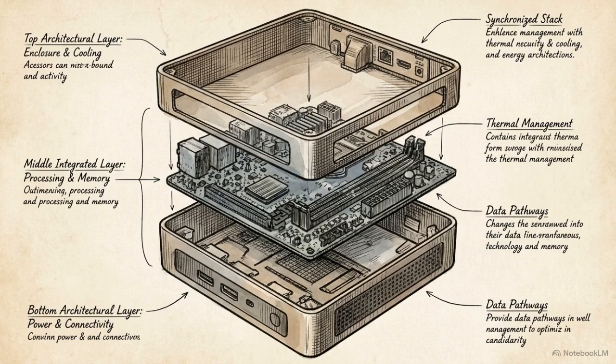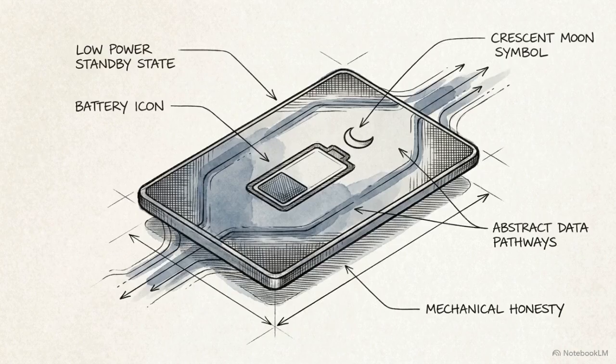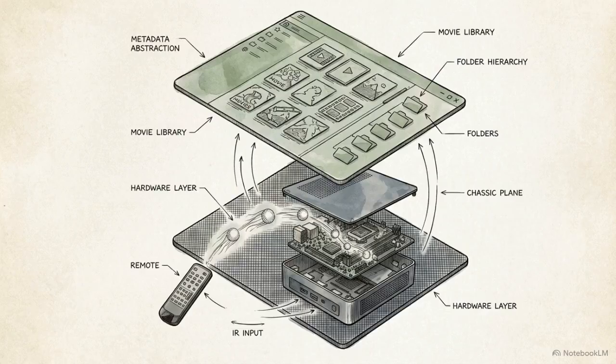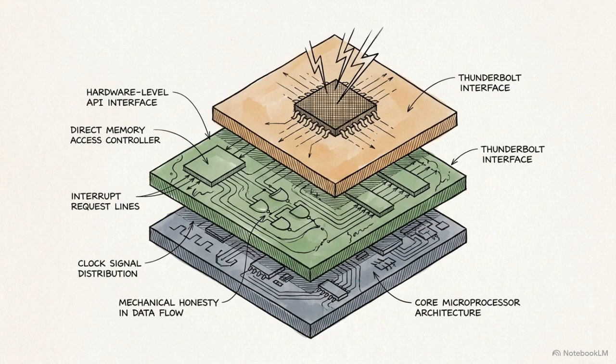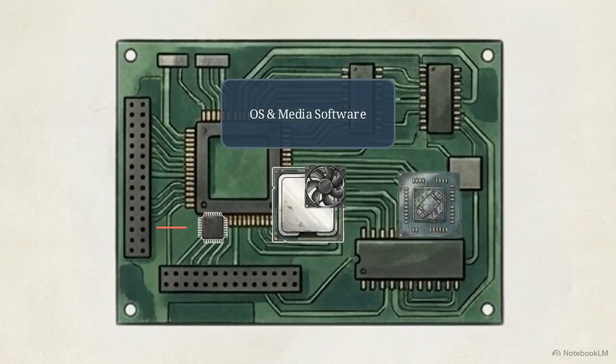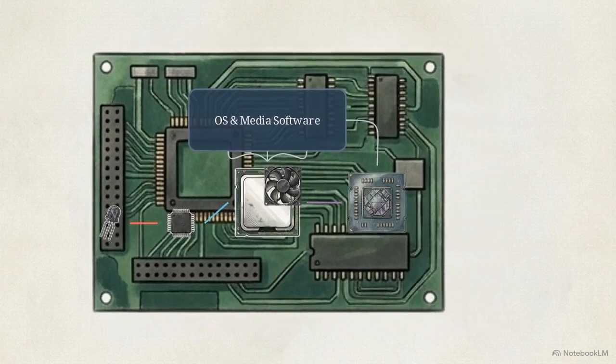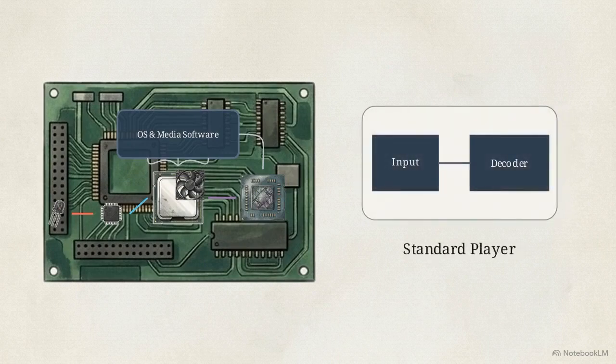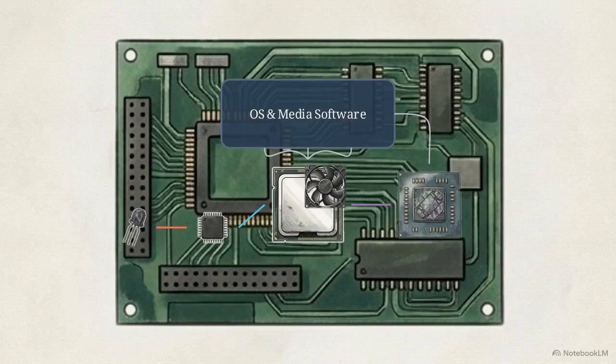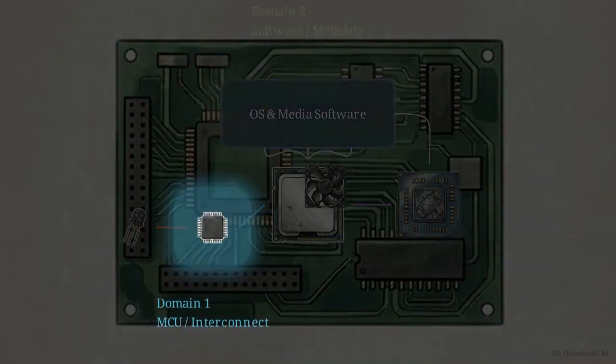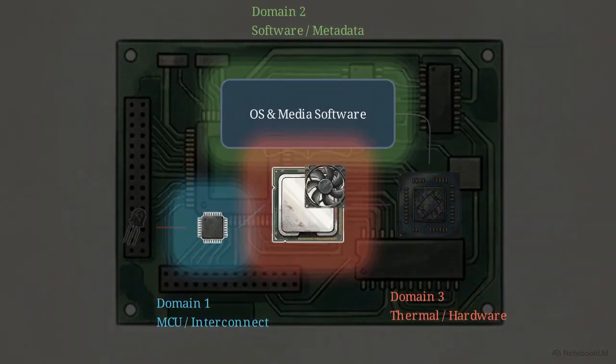Creating this illusion requires a rigorously synchronized stack, low-power standby states, strict metadata abstraction, and hardware-level APIs. To understand this architecture, we have to trace a single infrared pulse backward through the entire system. A red pulse hits the receiver, expanding into a sprawling block diagram showing the microcontroller, CPU, OS, and GPU layers. The HTPC architecture is massively scaled up compared to a standard player. Within this, 3 distinct failure domains emerge: MCU, software, and thermal exhaust.